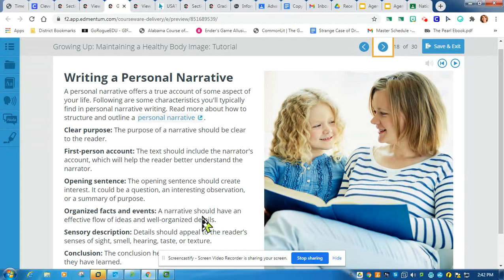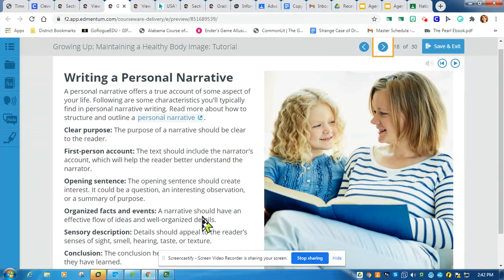It's going to have organized facts and events. You want to have an organized flow, okay? Typically, if you're telling a story about something that happened, you're going to want to tell it in the time order in which it happened. But if you want to do flashbacks, that's fine too. But you need to have a clear organization of your flow of ideas.